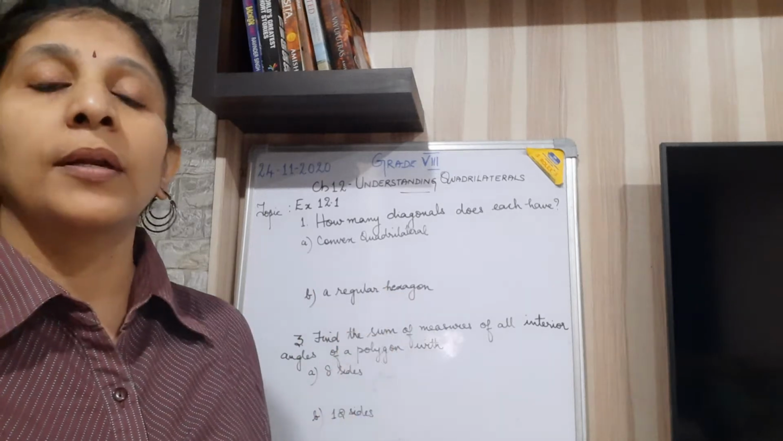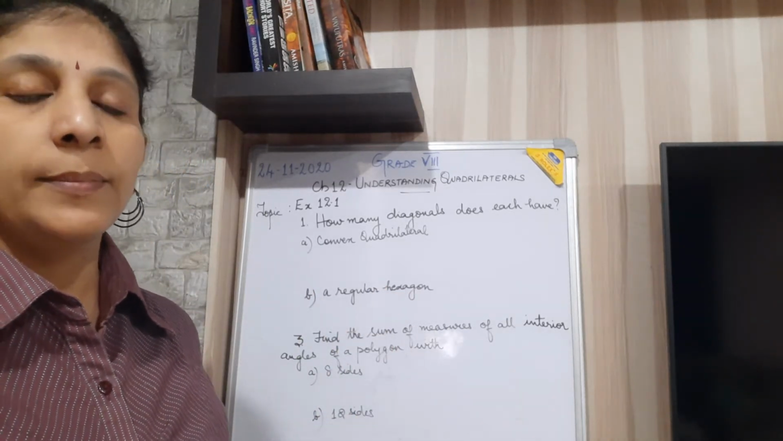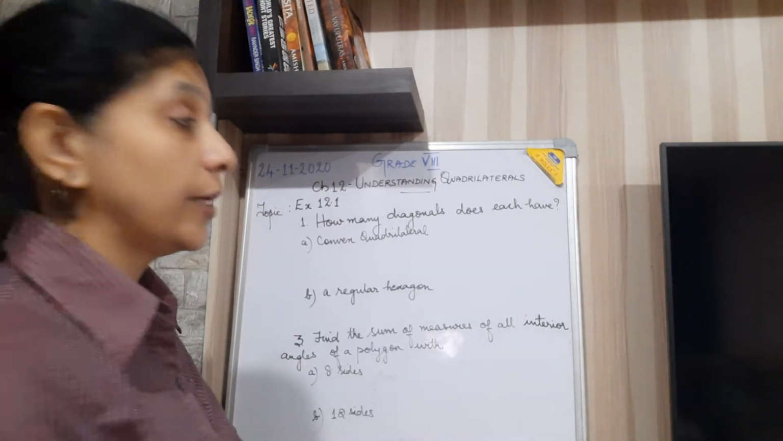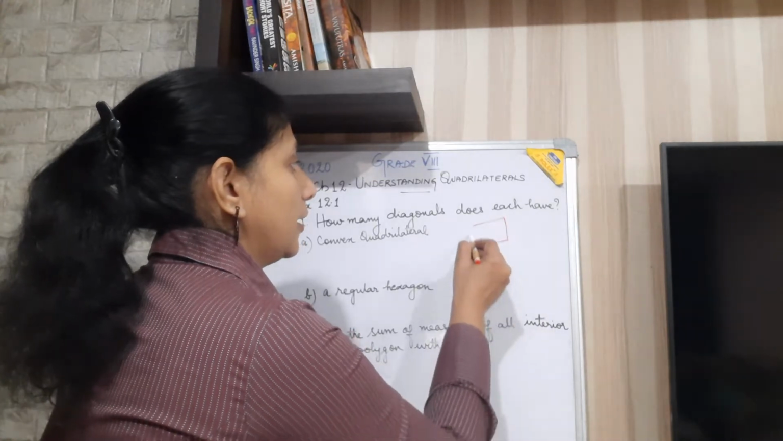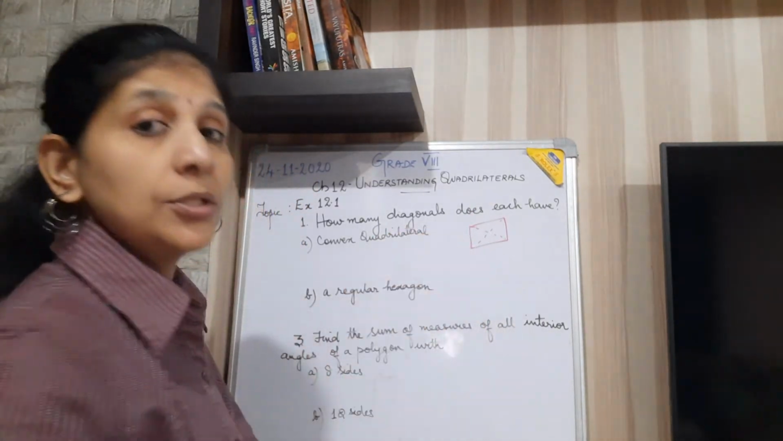Convex quadrilateral. A quadrilateral is a four-sided figure, and convex quadrilateral means all the diagonals will be inside, or else all the angles will be less than 180. So we can draw any four-sided figure, and how many diagonals will it have? It will have 2. But you know the formula.